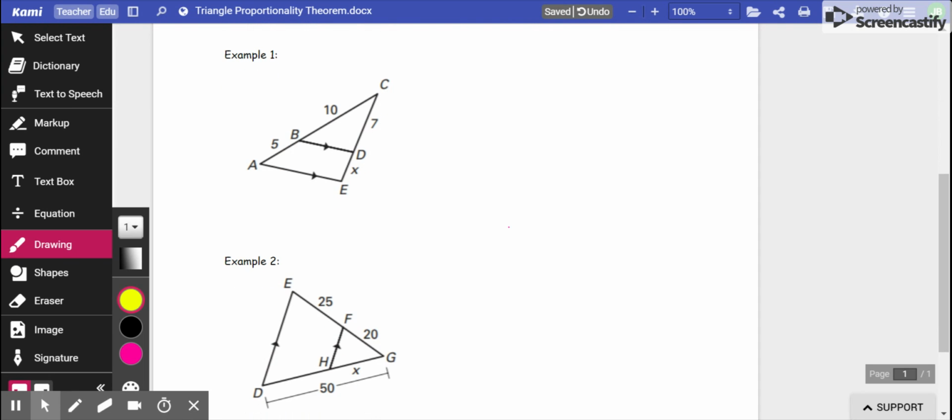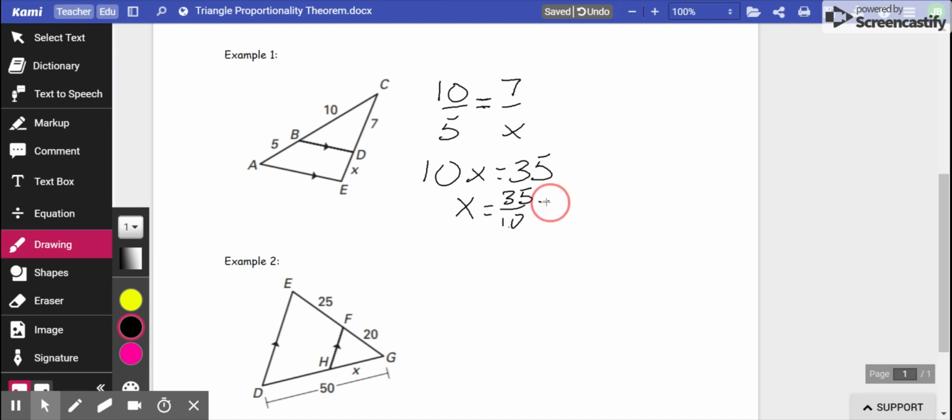So as an example from the first problem, you're just going to set up a proportion to solve for x. So what I'm going to do here is just take 10 over 5 equals 7 over x. And once I have a proportion like this, I can just simply cross multiply and solve as an algebra problem. 10x equals 35. X equals 35 over 10. Or if you simplify this down, 7 over 2. Or if you want to make it as a decimal, 3.5.